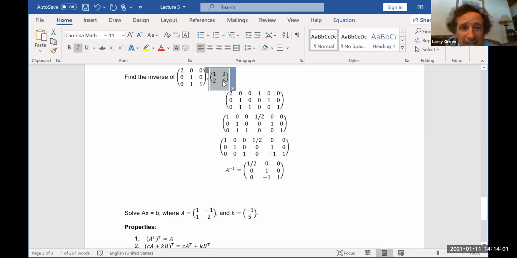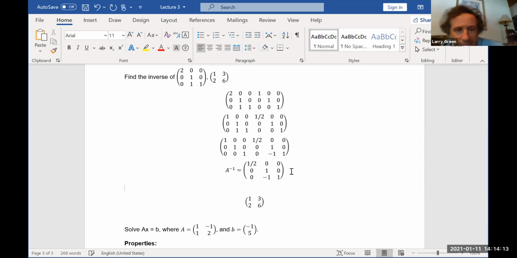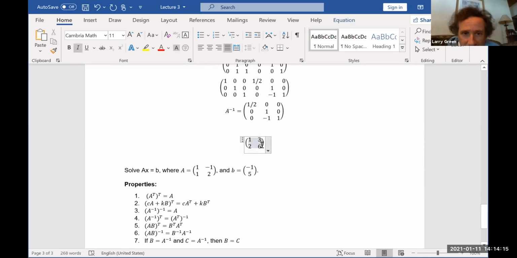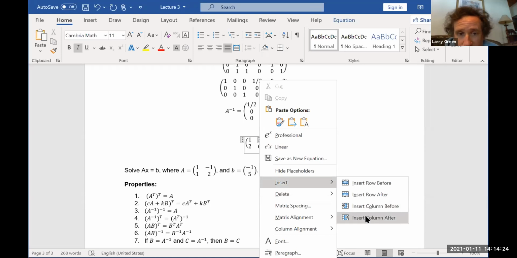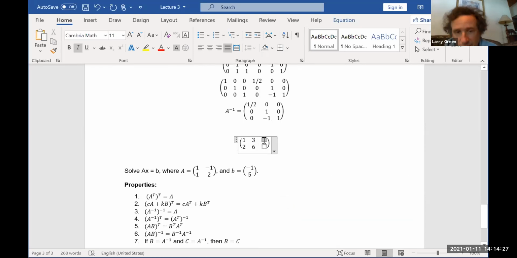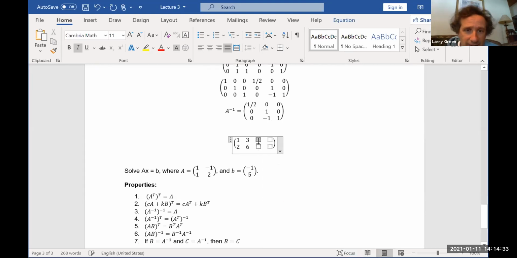Okay. So if we go ahead and do it, I think it's worth it to do it. So what I'm going to do is put in another column, and one more column, and put in the identity. And then I need to RREF.